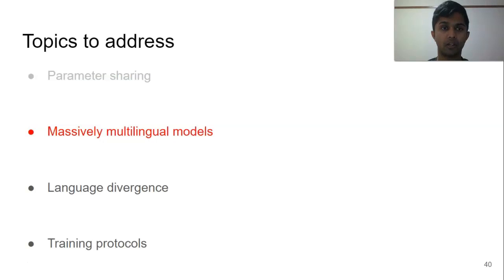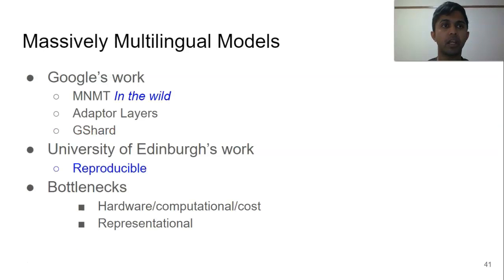Next, it's time to talk about massively multilingual models, where we crank up the number of language pairs in a translation model up to the maximum possible limit and determine how feasible it is to have a single model for all languages. In massively multilingual models, I'll mostly be talking about Google's work on MLMT in the wild, adapter layers, G-shard. I'll also be talking about University of Edinburgh's work on publicly available Opus data, and this work should be interesting to academics because it's done on publicly available data and hence is very reproducible.